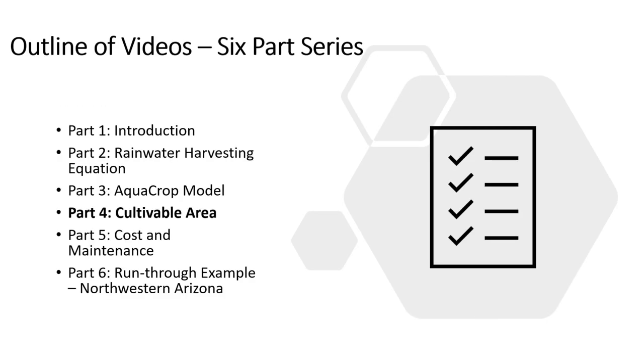Here is the outline of the videos. As mentioned, the rainwater harvesting equation gave us the volume of rainwater that can be harvested during a normal, dry, or wet precipitation year. In part 3, the AquaCrop model simulated the net irrigation as well as the dry yield of maize or corn. Part 4, we'll be looking at the area that can be cultivated using that information that we determined in part 2 and in part 3. And then in part 5 and 6, we'll be going through the cost and maintenance needed to implement a rainwater harvesting system and a run-through example based out of northwestern Arizona on the Walapai Reservation.